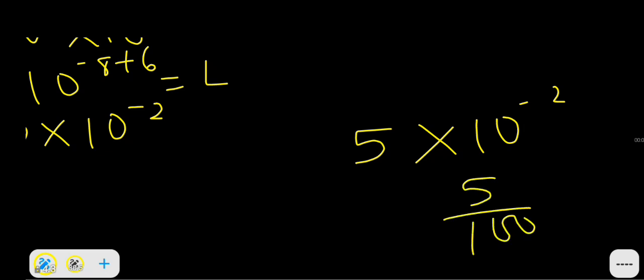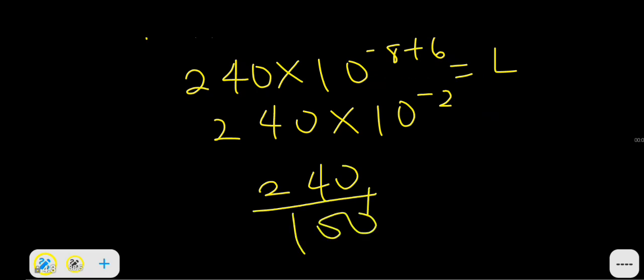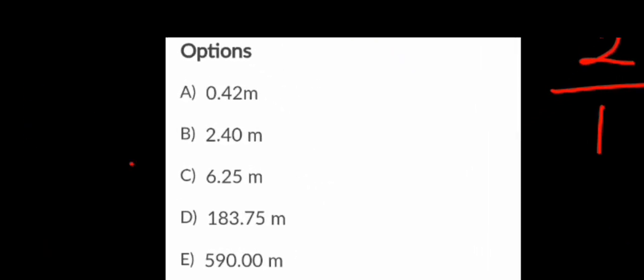That's just the meaning. Okay, so this one means 240 over, because of this guy here, you're going to write 100 under. So if you cut this one, you will get 24 over 10. 24 over 10 is the same thing as 2.4. So that means the length is 2.4 meters. So you can see there that the answer is option B.